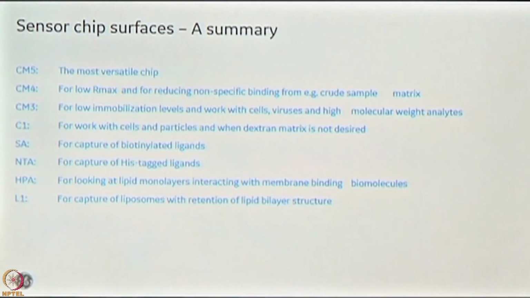So, that is the summary of all the chips. I am not going to go through this anymore, because we have talked about the various kinds of chips now. Unless you have any questions, I can answer them.